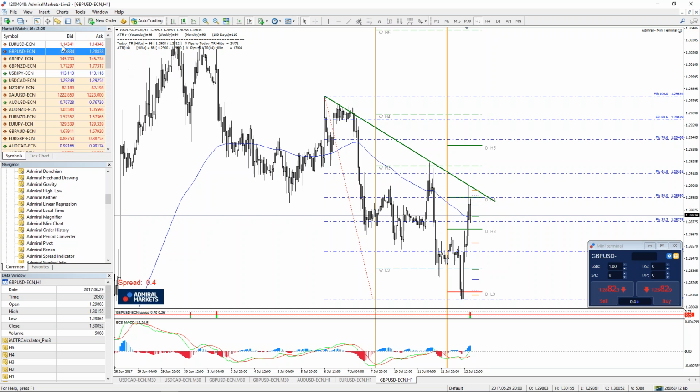Still waiting for pound yen to develop something. 3 pips currently in profit. Okay, you see pound New Zealand is rejecting, as I was telling you. It's also expected because it's in the range mode.